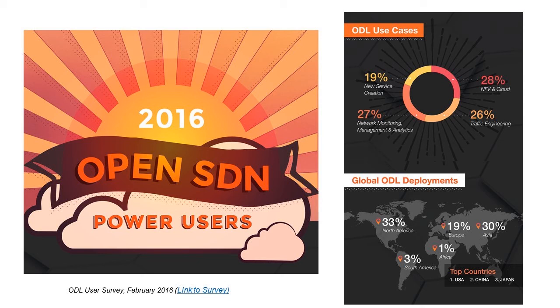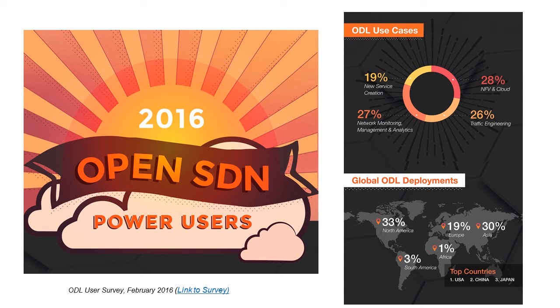In practice, we're seeing really broad adoption for use cases. Here we called out new service creation, which is usually deployed by service providers, NFV and cloud, which is usually in the data center, traffic engineering, which could fit in any of those places, and network monitoring analytics, which again could fit in any of those places. We see really broad use of OpenDaylight for a huge variety of different tasks, and I'll get into how we're starting to categorize those tasks based on user feedback a little bit later on. At the bottom, you can see how our users are distributed.